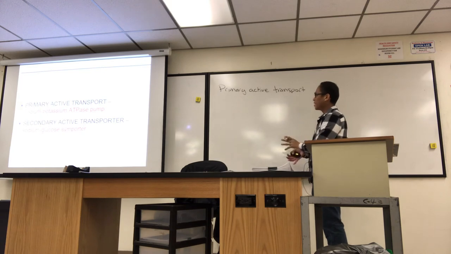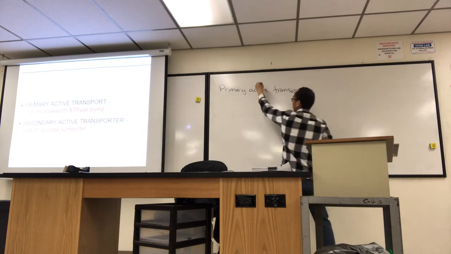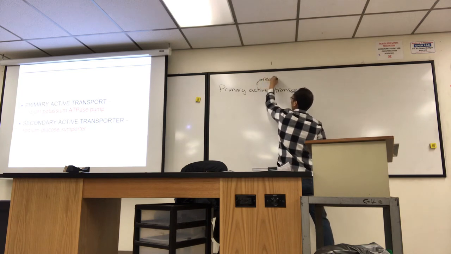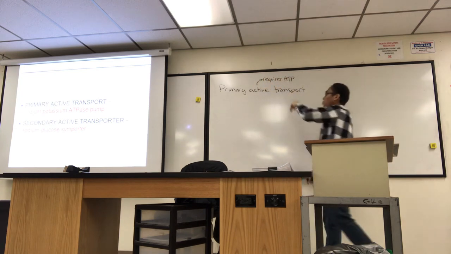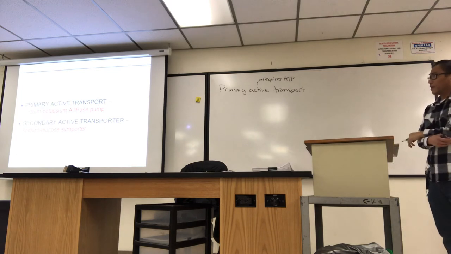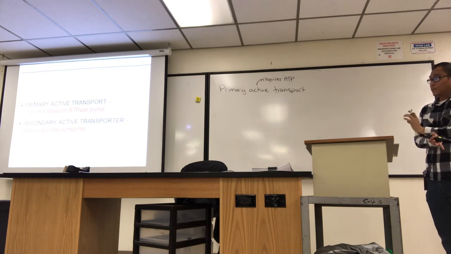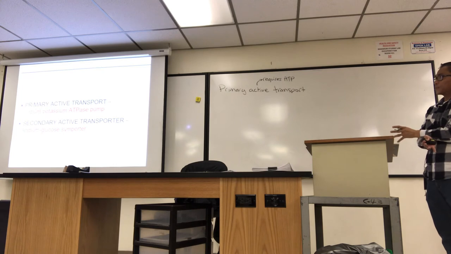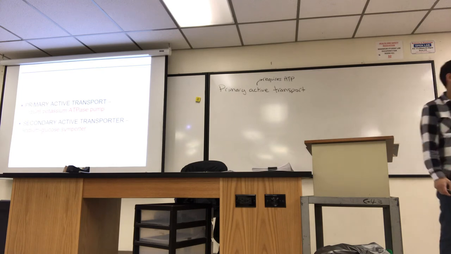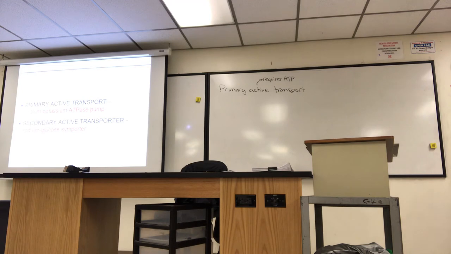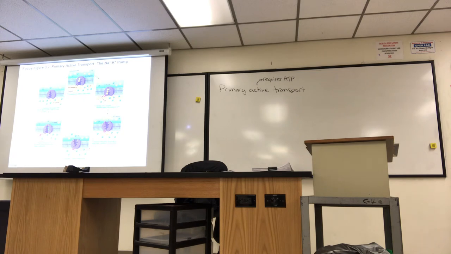Primary and active, they mean a couple of things. We know what active means. It requires ATP because you're moving things against the concentration gradient. Well, if you compare primary and secondary, one is dependent on the other. The molecules that do the primary active transport are what the secondary active transport depends upon. So let's talk about the primary one first. This example comes up a few times in this class and in 431. The primary active transport you want to learn about is the sodium potassium ATPase pump. And they show you a series of steps on how it operates.